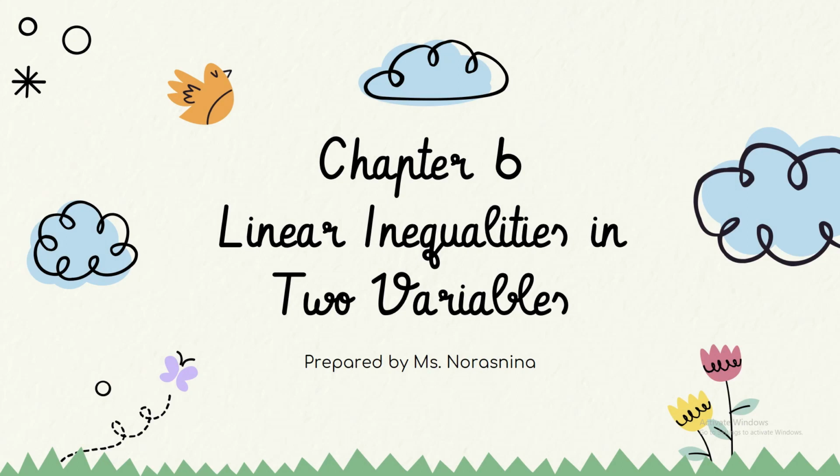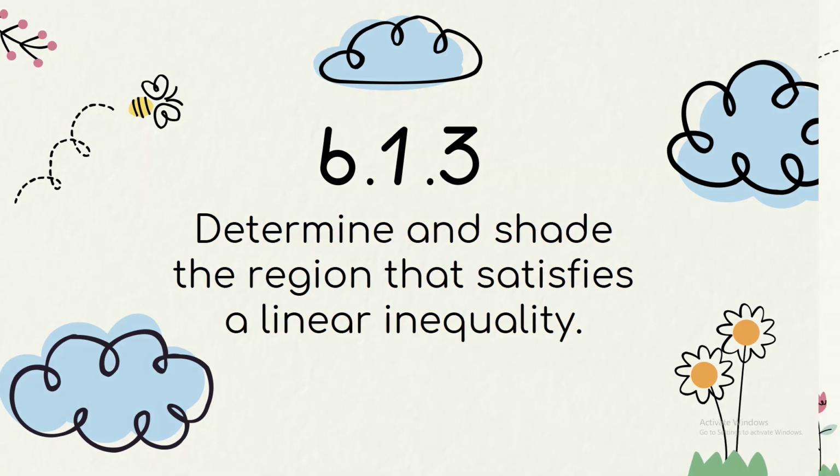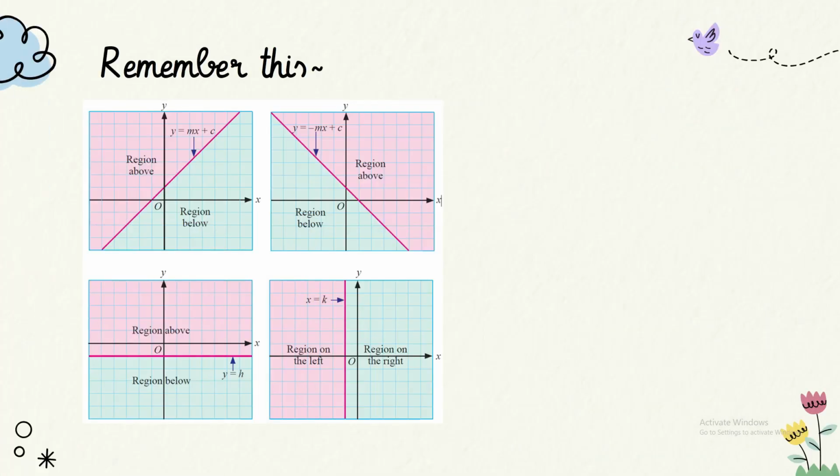Okay, we will continue from the past lesson. Today we're going to see how to determine and shade the region that satisfies a linear inequality, which is learning standard 6.1.3.